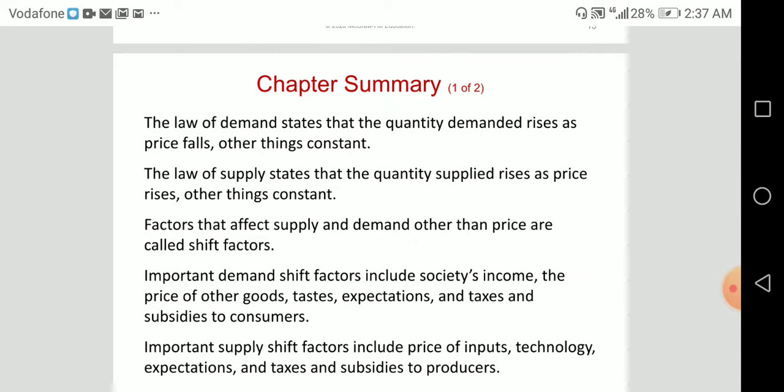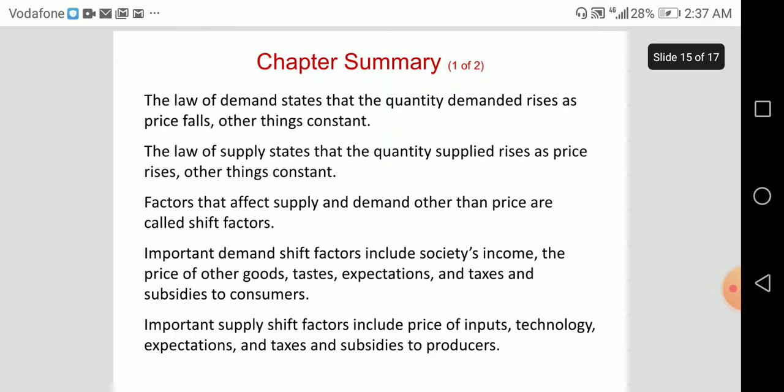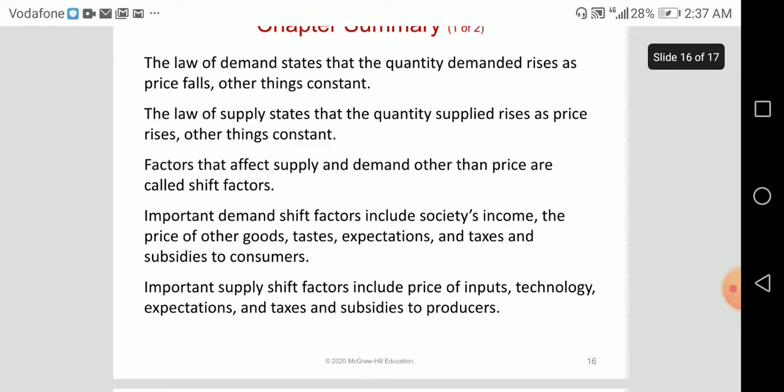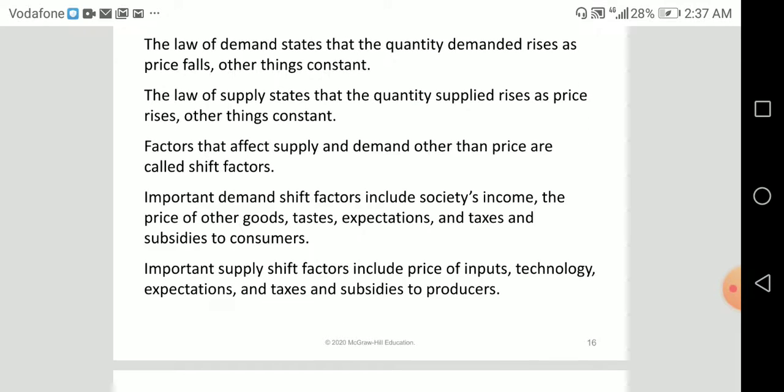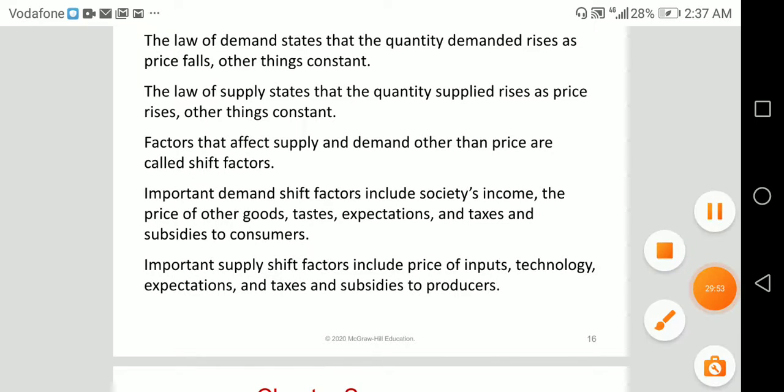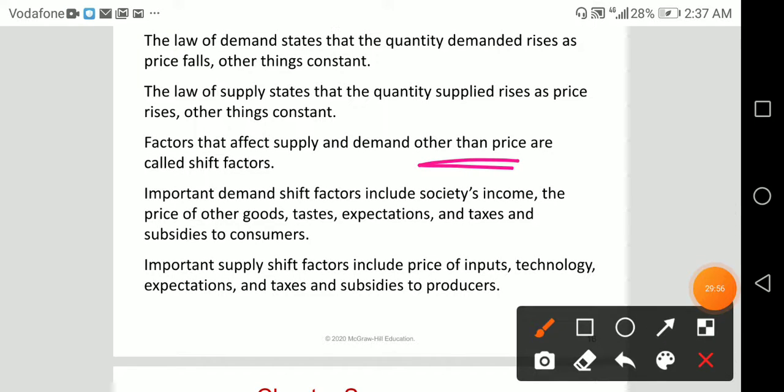The law of demand states what, and the law of supply states what. Factors that affect supply and demand. The importance here is that these are other than the price, and this is very important to mention. The shift factors. Important demand shift factors include society's income, price of other goods, tastes, expectations, and I want to tell you how expectation can influence it.